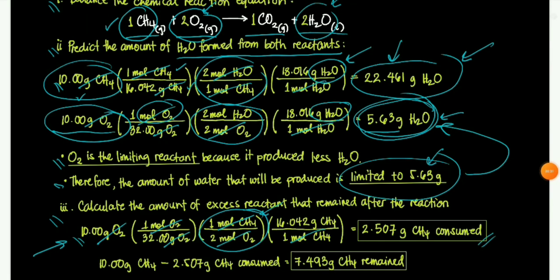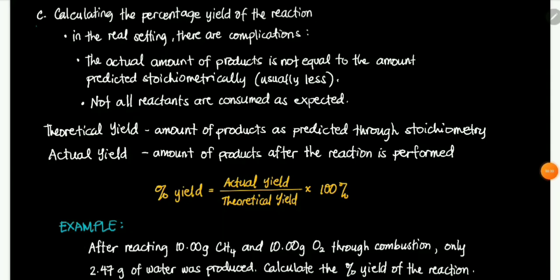Okay? So for the amount of the excess reactant that remained after the reaction, isusubtract lang natin si 2.507 grams from the 10 grams which is the initial amount of your CH4. So 10 grams of CH4 minus the 2.507 grams of CH4 that is consumed is equal to the 7.493 grams of the methane that remained after the reaction. Okay? So for the next one, we will calculate the percent yield of the reaction.